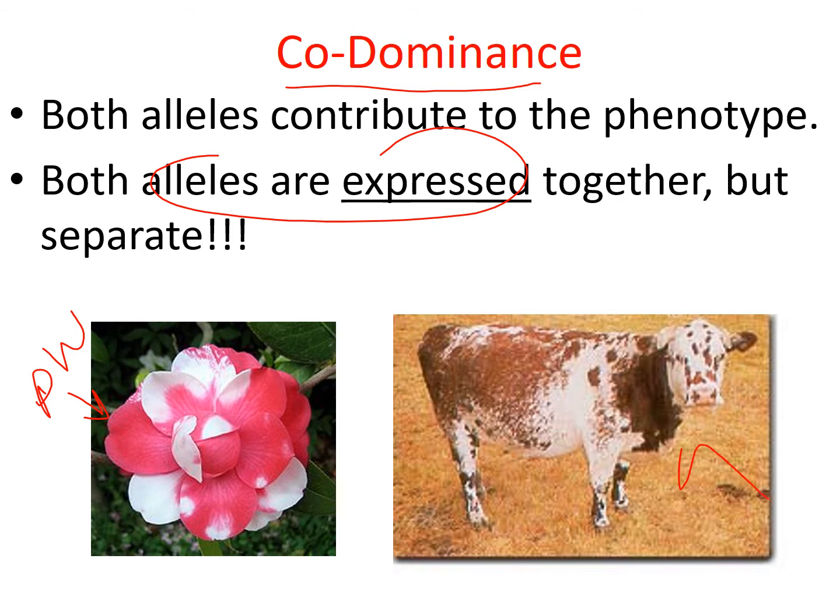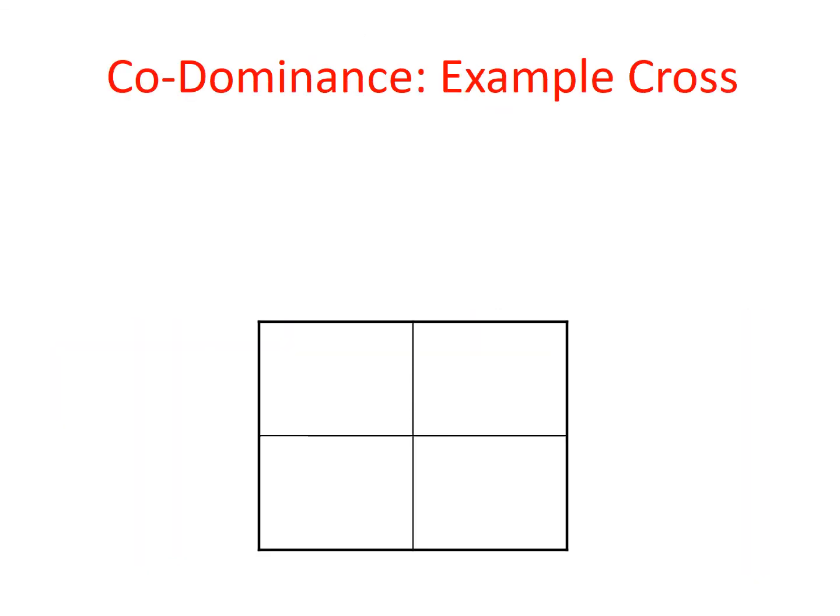We see a cow, and he's brown and white. He didn't know if he wanted to be white or brown. But hey, he's both of them. That is codominance. So let me show you an example of codominance, okay?